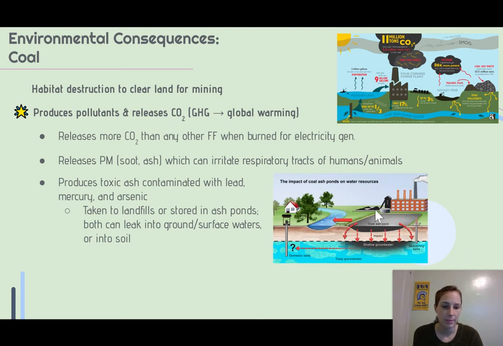So if you look at this diagram here, this would be like a coal ash pond and all of the different places where it could potentially get and infiltrate.